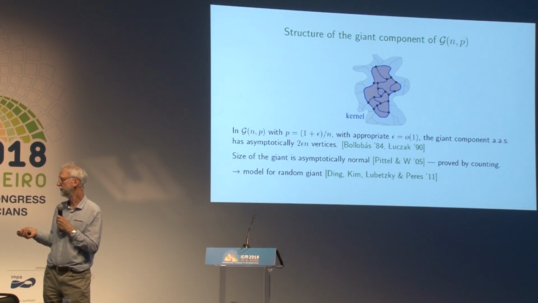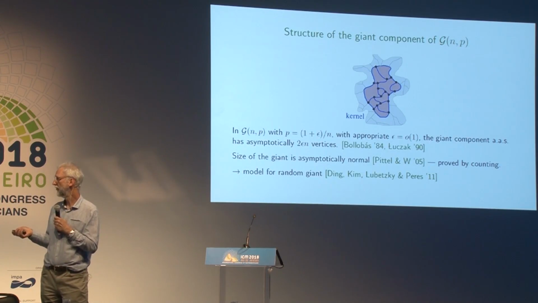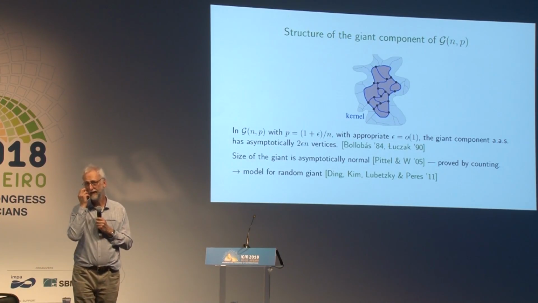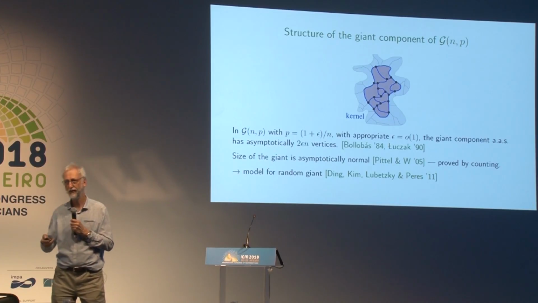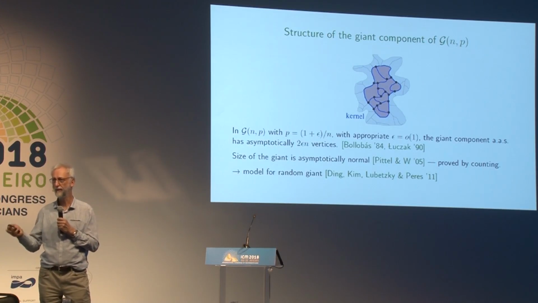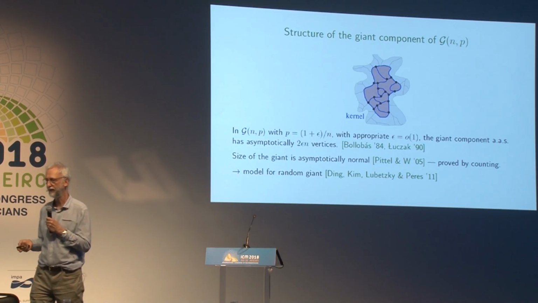And this detailed enumeration was used heavily by Ding and his co-authors to give a model that you can use to prove things about the random giant component. You can say that you can form a giant component by starting with a random kernel of a certain type and inserting vertices in certain ways at random.